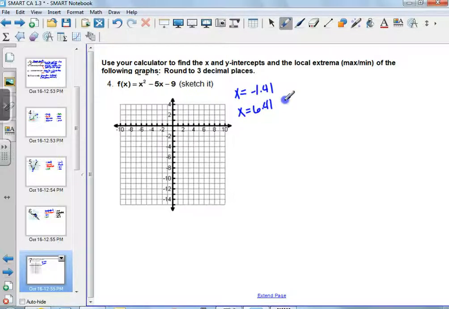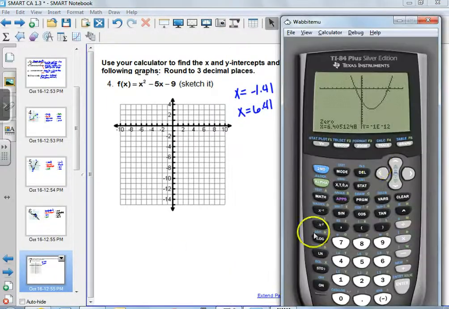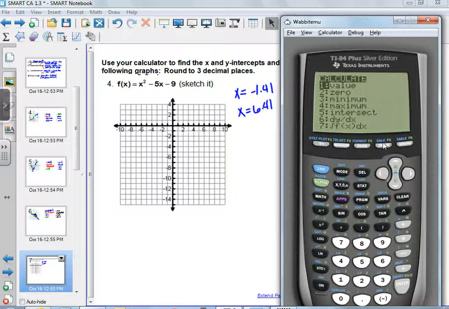Alright, and then back to my calculator, I need to find the y-intercept, which should be really easy. I'm just going to hit trace to pull up the cursor, and then a 0 is what the x value is on the y-axis, and if I hit enter, it tells me the y-intercept is at negative 9. And then the last thing I need to find is that little minimum bump. So second trace, choose minimum finder.